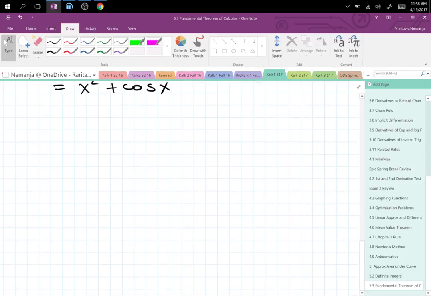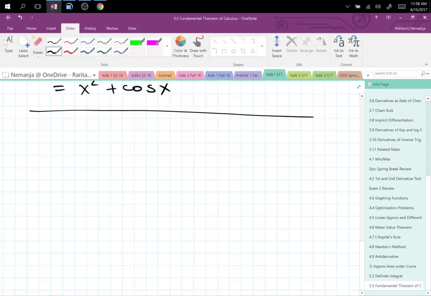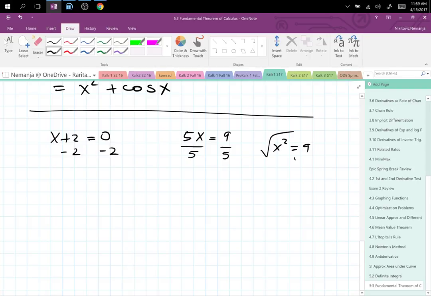You know that you can solve the equation x plus 2 equals 0 by using the opposite operation of subtracting 2 on both sides. You know that you can solve 5x equals 9 by dividing both sides by 5 because that's the opposite operation. You know that if you have x squared equals 9, you can square root both sides because that's the opposite. And e and ln are opposites, and you constantly use these opposite things to solve equations, right? One way you do it, the other way undoes it, right?